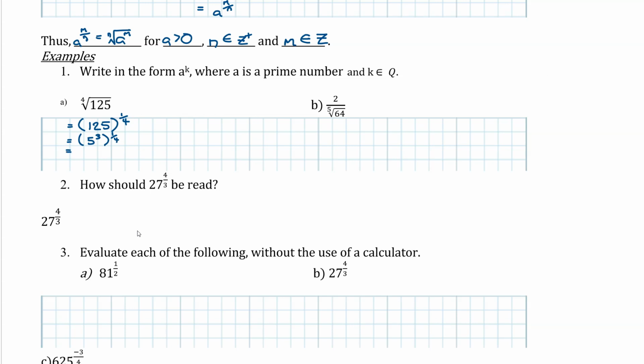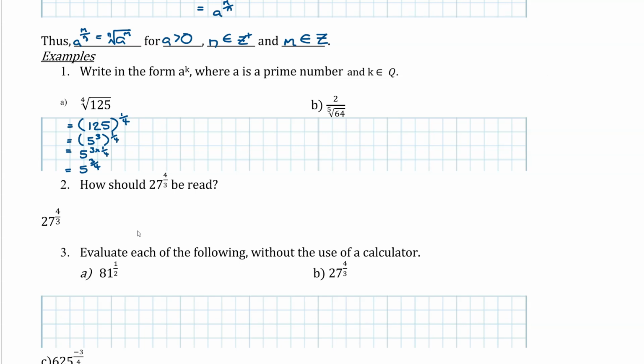Then simplifying it even further, we can get 5 to the power of 3 times a quarter. And that will simplify down to 5 to the power of 3 quarters. So that would be a solution to example 1a.